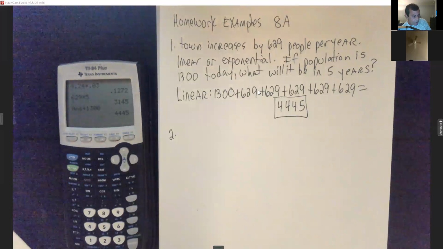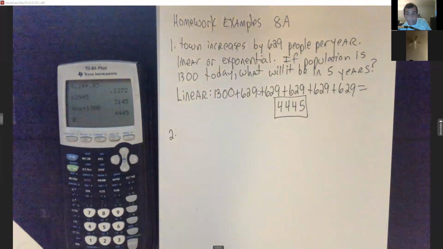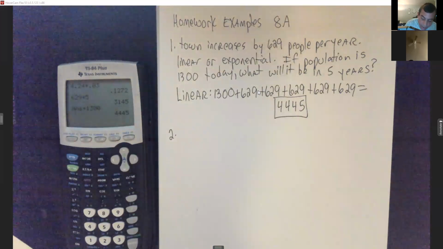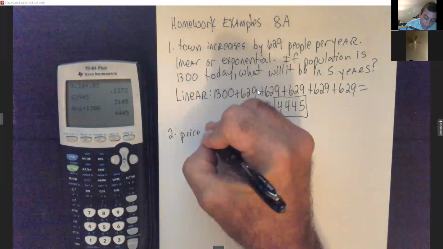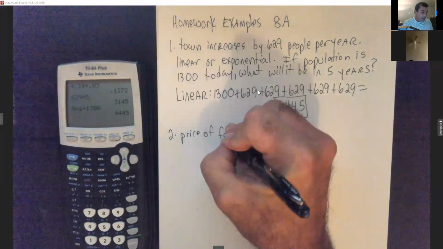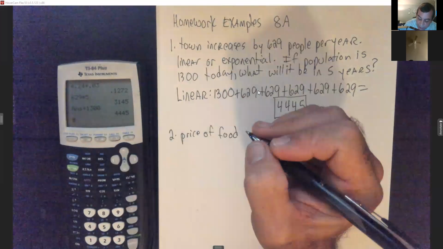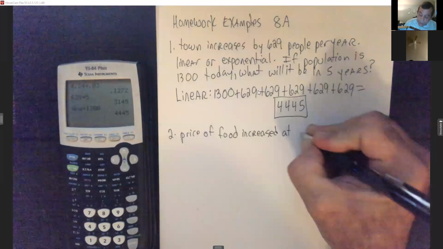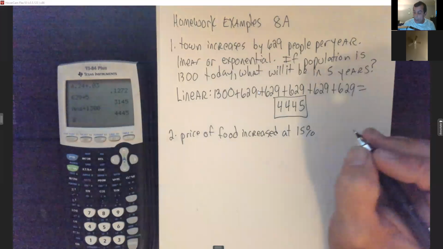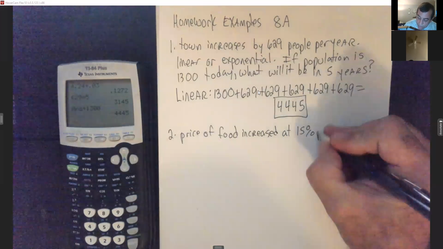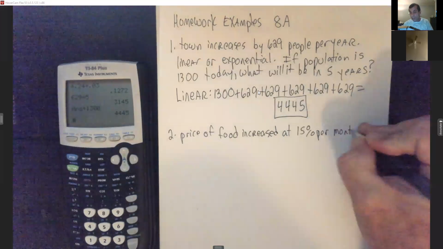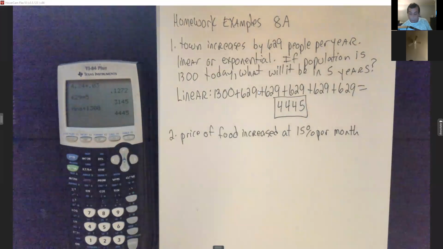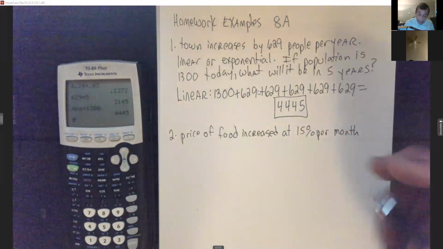All right, so for number 2, during the worst periods of hyperinflation in a certain country, the price of food increased at a rate of 15%. So it increased at 15% per month. So that's what hyperinflation does to you. It increases everything exponentially. So we're going to figure out if this is linear or exponential.